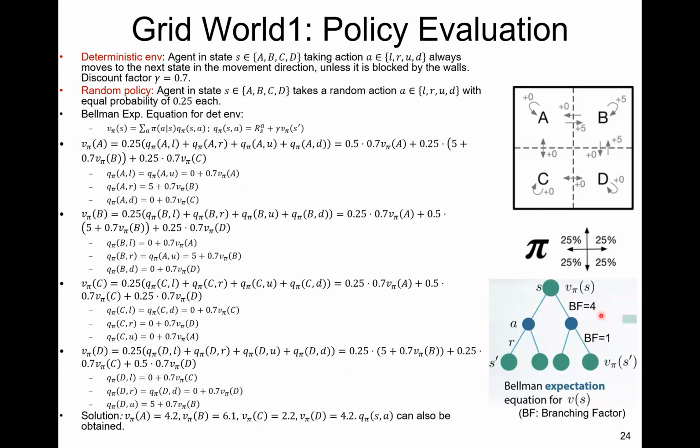So for the backup diagram here, I'm too lazy to draw the actual backup diagram. I just show the branching factor here: from state S, you have a branching factor of 4. That is, you can take one of 4 actions. Whereas from a state action node, the blue node, you only have a branching factor of 1. That is, you only have 1 possible next state for a given state action pair.